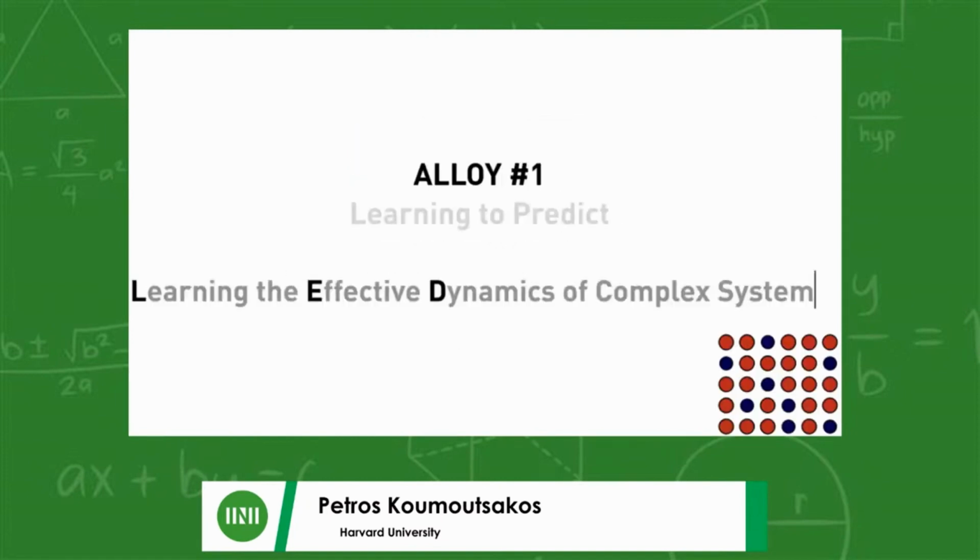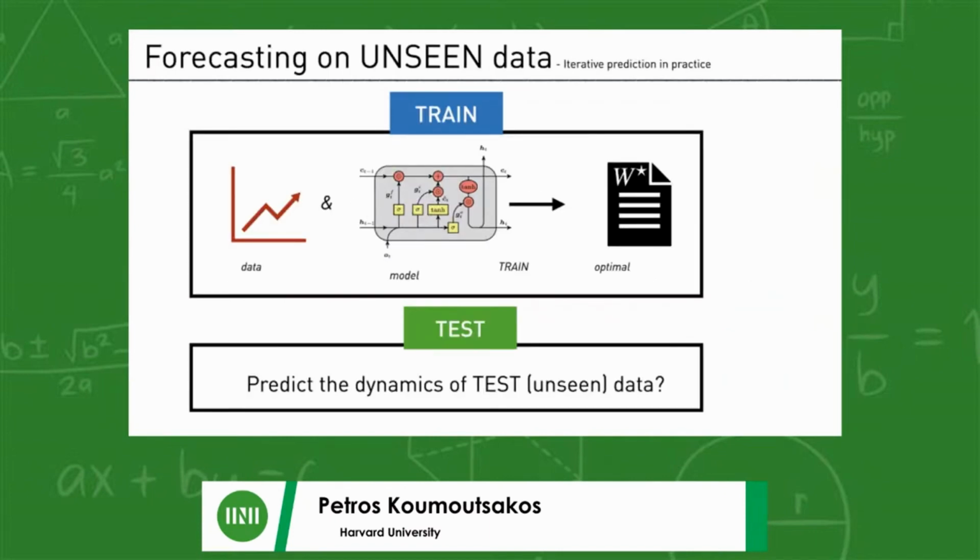The first idea is, can I use neural networks to predict the dynamics of complex systems? What you do is you have some data, you use a neural network, and then you do some kind of optimization. This allows you to create a neural network model. Here what you see is the element of an LSTM. And then, of course, the test is, can you predict the dynamics on unseen data?